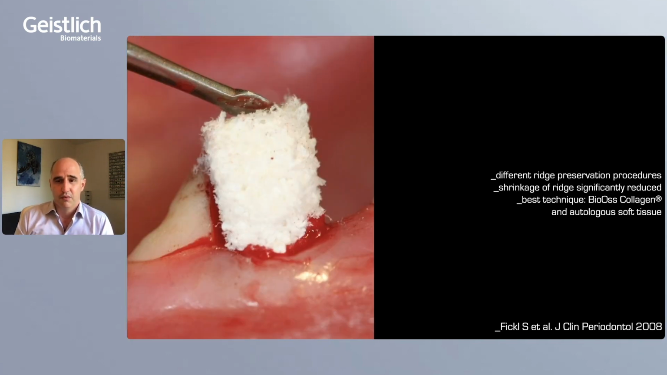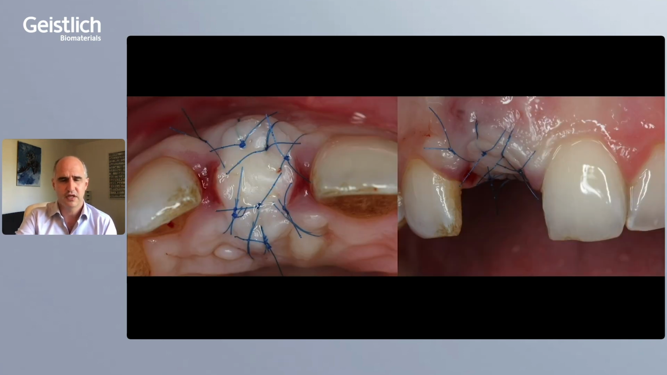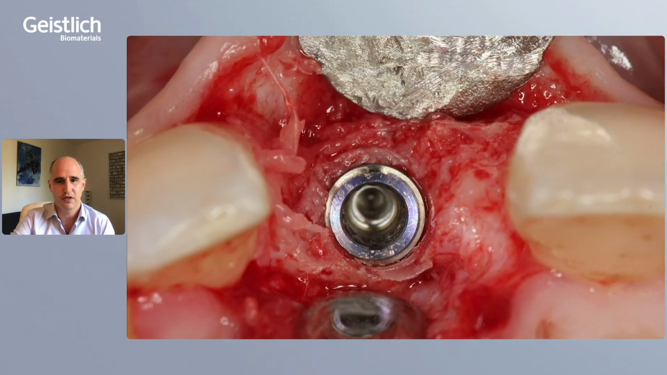So we have done a couple of studies where we did ridge preservation and socket preservation, and we always used an autologous soft tissue to close the socket. If we look into a case, then you clearly see this kind of procedure. So filling the extraction socket with BioOs, using a punch graft from the palate in order to seal the socket orifice, and then I have a nice clinical situation at the time of re-entry, and I'm able to place my implant into the alveolar housing.